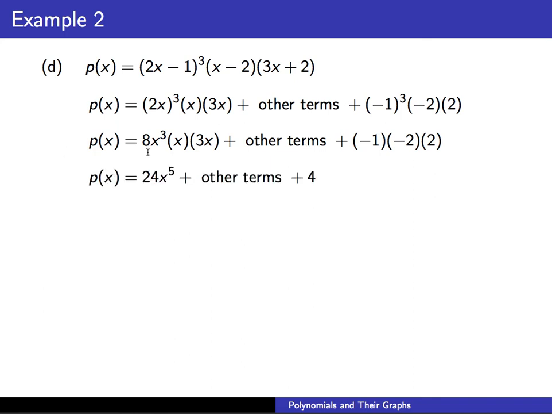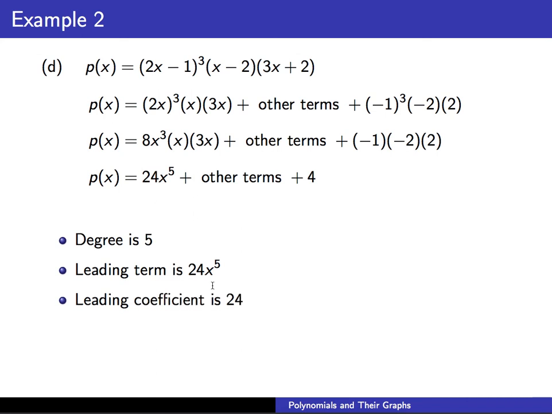So when we multiply out 8x cubed times x times 3x, we get 24x to the 5th, and then -1 times -2 times 2 is +4. And we'd have other stuff in the middle, but that really doesn't matter. So our degree is 5. Our leading term is 24x to the 5th. Our leading coefficient is 24, and then our constant is 4.